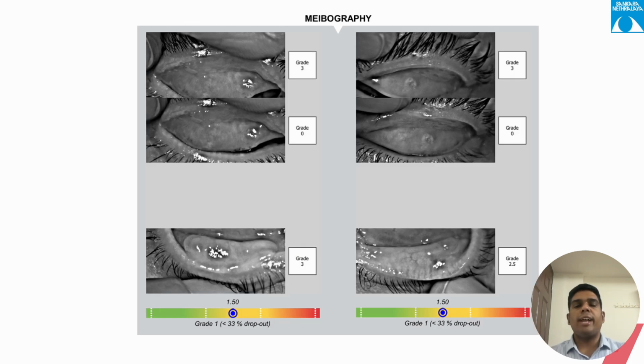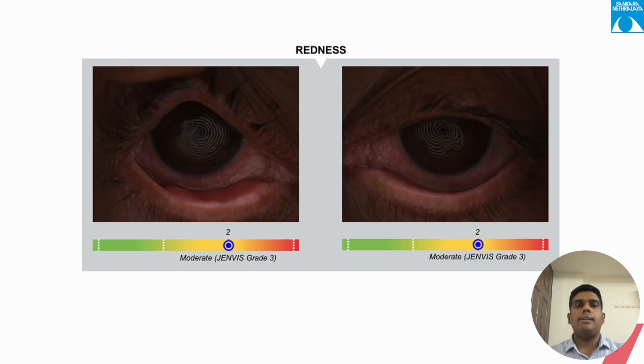This is a meibography showing significant gland dropout and the moderate redness grading as per the Jenvis scale. So she underwent punctal cautery and was continued on frequent topical lubricants.